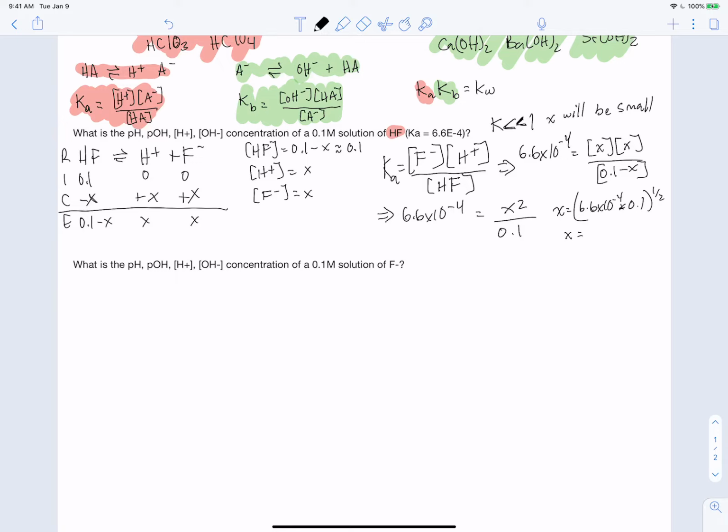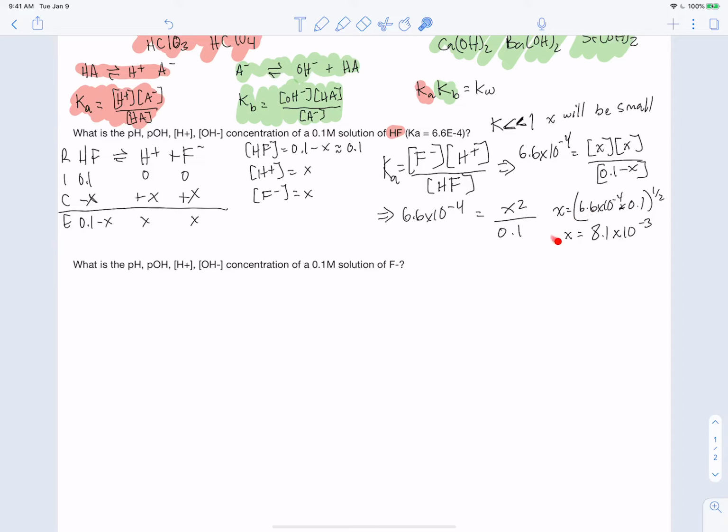We have 6.6 times 10 to the minus 4 times 0.1, and then we want to take the square root of that, and we end up with x is equal to 8.1 times 10 to the minus 3. So remember what the question is asking for, though. It's asking for the pH, the pOH, the H plus, and the OH minus concentrations.